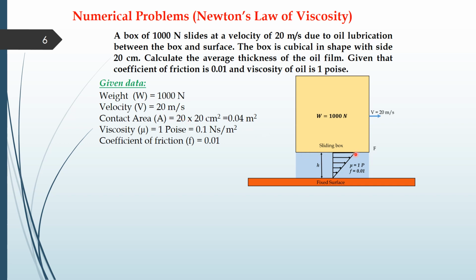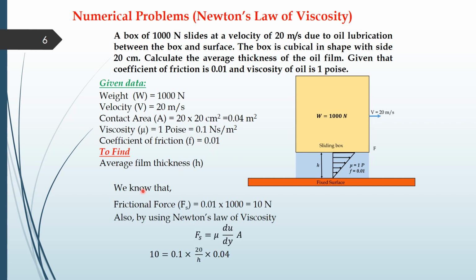Contact area 20 into 20, the area which will be in contact with the film. So 20 centimeter is the side of the cube. So 20 multiplied by 20 will give you the contact area, and it is equal to 0.04 meters square. Viscosity is in poise, and it will be converted into SI units, that is Newton second per meter square. And coefficient of friction is given likewise this. So we have to find out average film thickness, that is H.